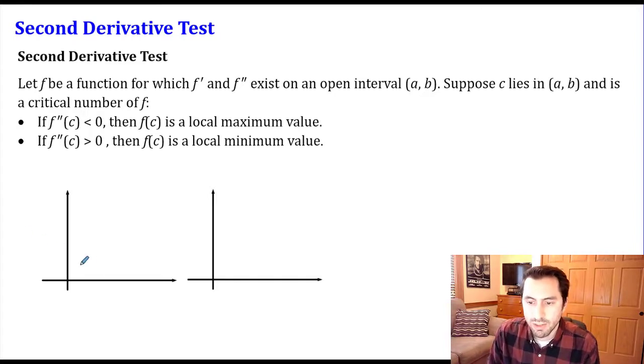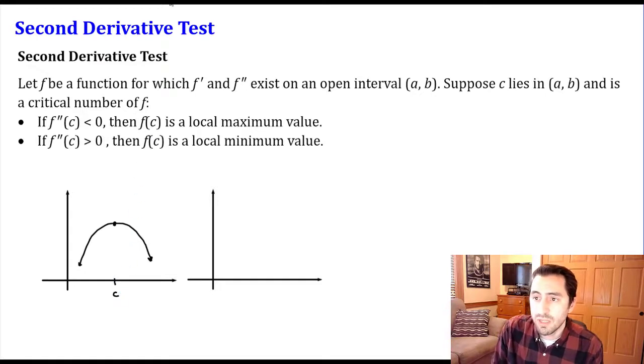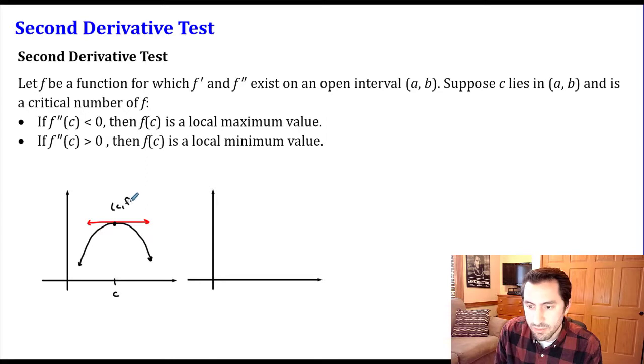And I'm going to just sketch out a couple graphs here. So I'm going to say I have a curve like this. And it'll keep going. So let's say that this is c, and we have a horizontal tangent line here. We know this because in our description, we are given that c is a critical number, so we have a horizontal tangent line. So this is the point c and f of c. Now in this case, our second derivative, f double prime of c, is less than 0.